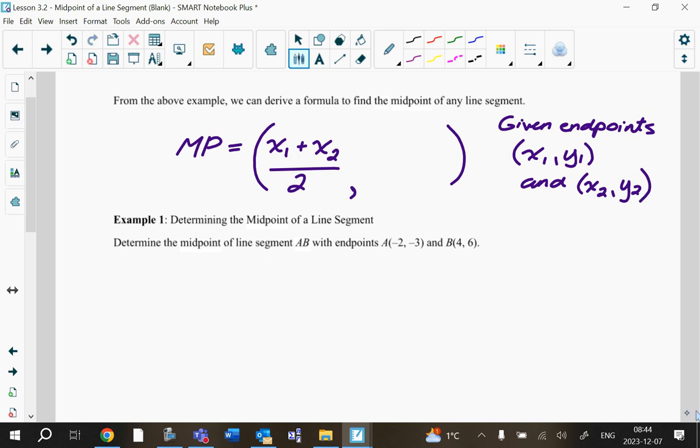So I add the two x's together and divide by 2 to get the x coordinate of the midpoint. And then for the y coordinate of the midpoint, I add the two y's on the ends together and divide by 2. That is the midpoint formula, a formula that you will always get.